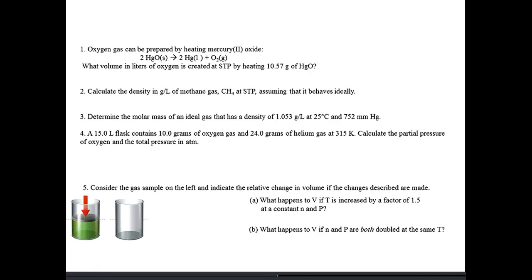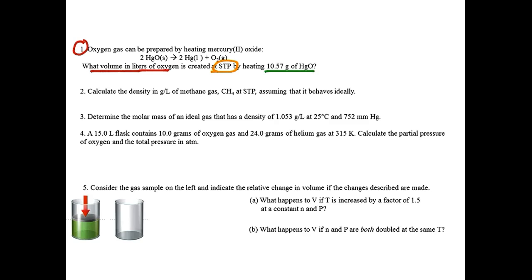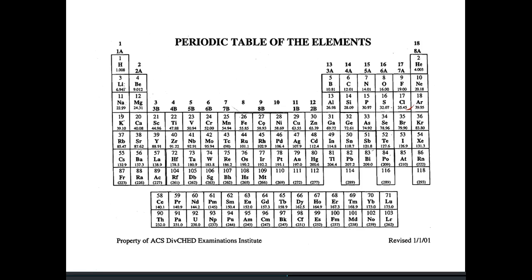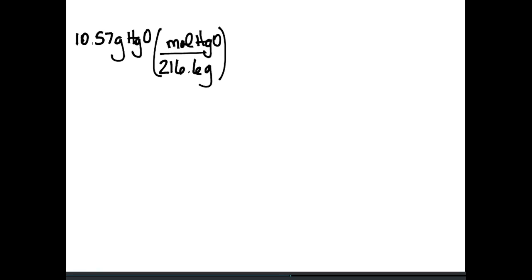Now we're going to do one more set of problems. We have oxygen that we're preparing by heating mercury 2 oxide. What volume in liters of oxygen is created at standard temperature and pressure by heating 10.57 grams of mercury oxide? So let's start by talking about STP. We'll do that in a second. 10.57 grams of mercury oxide. Mercury is here. Oxygen is here. We're going to convert grams to moles. Grams cancel.